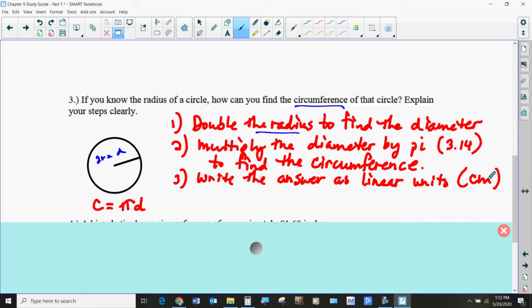just in linear units, so there'd be no exponent. So it would just be the circumference is going to be a number of centimeters, or a number of inches, or a number of feet, or whatever your unit of measurement is.